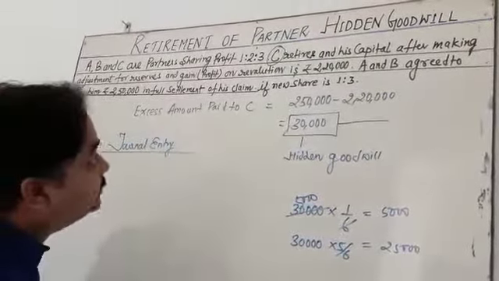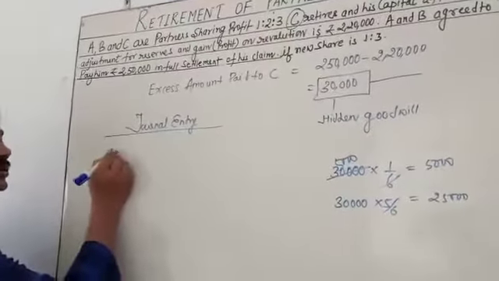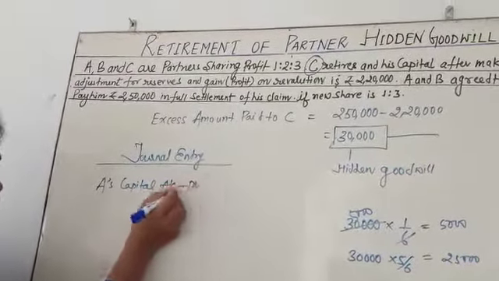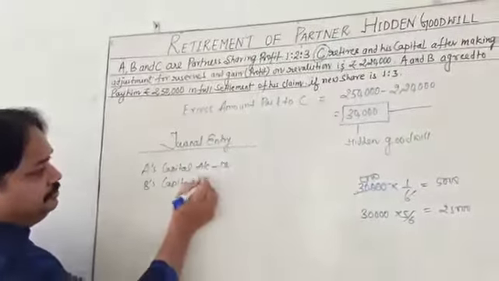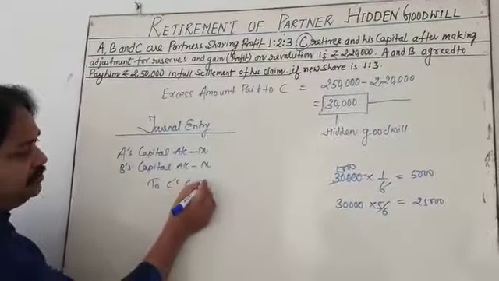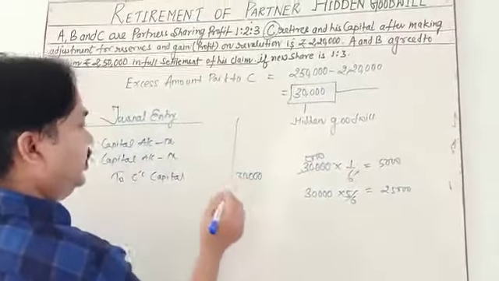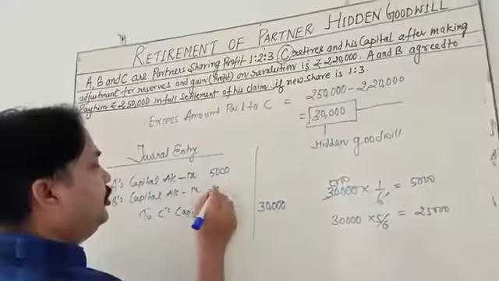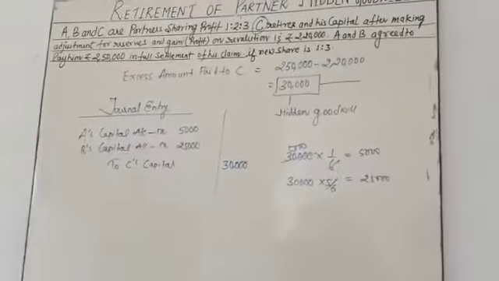Who is going to pay? A and B. So A's capital account debit, B's capital account debit, to C's capital account. How much goodwill is here? 30,000 rupees is goodwill, and A is going to pay 5,000 and B is going to pay 25,000.